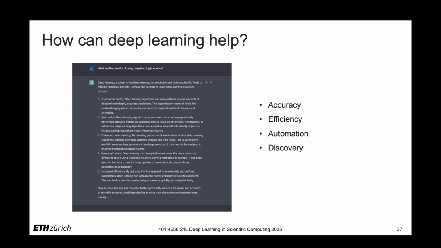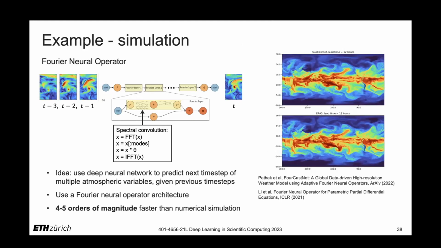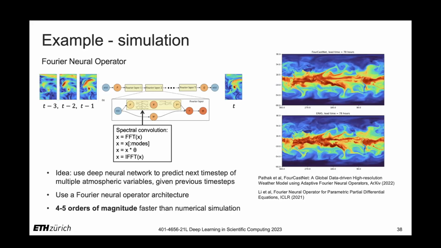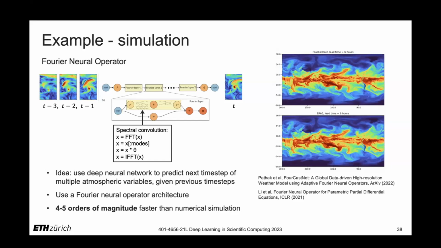So I've just got three slides here, which are just an example from each problem. It's a very high level description. And as I said, throughout the course, we'll go into these techniques in way more detail. But let's talk about using deep learning for simulation. So this is ForecastNet. This was recently announced by researchers at NVIDIA.